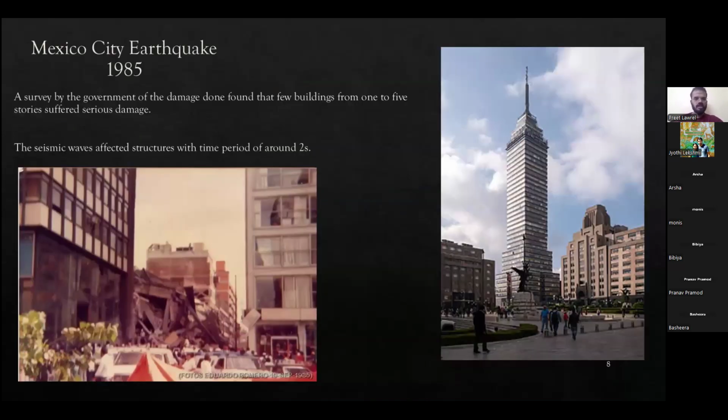In history, in 1985, there was an earthquake in Mexico City. And interestingly, only structures from 1 to 5 stories were damaged. All the ground level structures as well as all the tall skyscrapers were not touched. This building on the right actually withstood the earthquake without any damage at all, whereas there were 5-story buildings that completely toppled down. So that is the impact of the natural frequency concept and the concept of resonance.